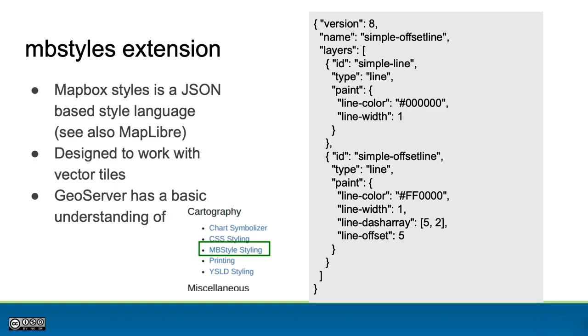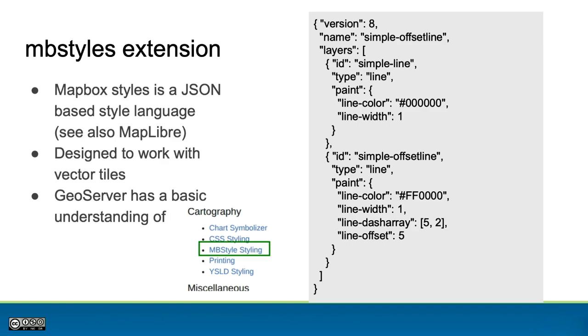And then putting everything together is something called MBStyles. This is an extension for GeoServer that I'm very fond of. I helped lead the team that created it initially. It is a JSON format for styling. It's been forked as the MapLibre project, and it's designed to work with vector tiles. GeoServer has a basic understanding of it. You can see a little example here where content is being selected and styled as a line or a polygon.